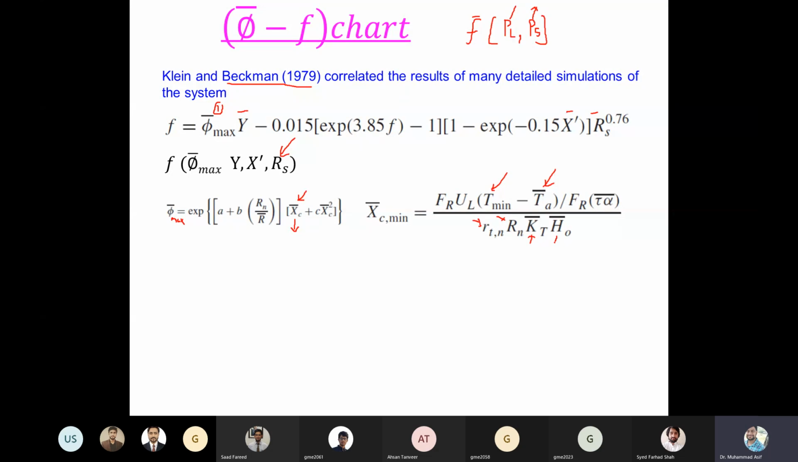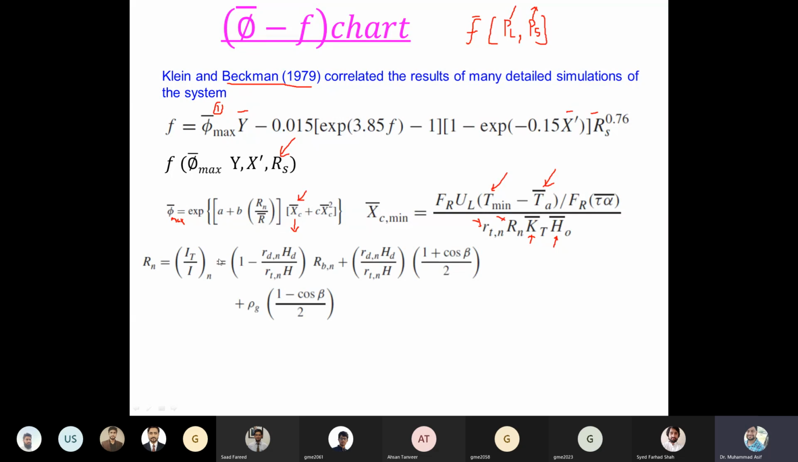In the previous class, we defined H0, the extraterrestrial radiation, and the sky clearness index factor. These are again factors we defined in the previous class. So this Rn we can calculate, that's the ratio of the I total to the I, which is further equal to the form of the diffused radiation, and the total terrestrial radiation. These values basically we have defined in the previous class. I hope you remember that.